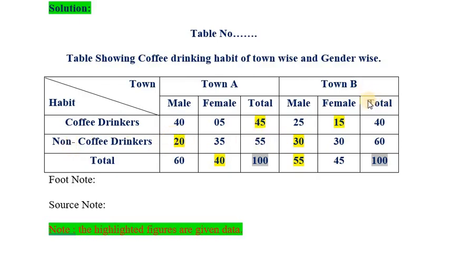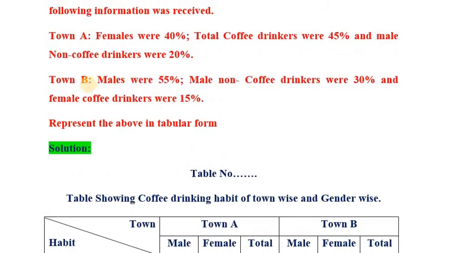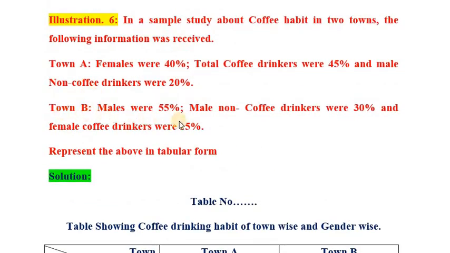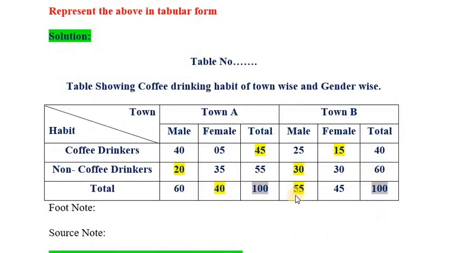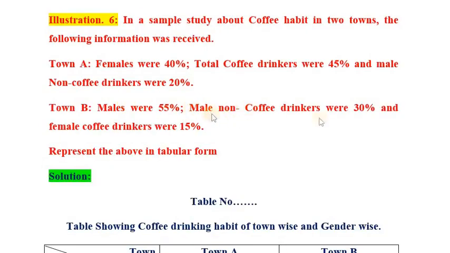Similarly, coming to town B, we have already subdivided the column as male, female and total. Your total percentage is 100 of course. And let me go to the information now in the problem. Town B, male were 55. So male population is 55. So coming to this cell that is presenting the total of male as well as total population, both coffee drinkers and non-coffee drinkers is 45. And next information is male non-coffee drinkers were 30% and female coffee drinkers were 15%.